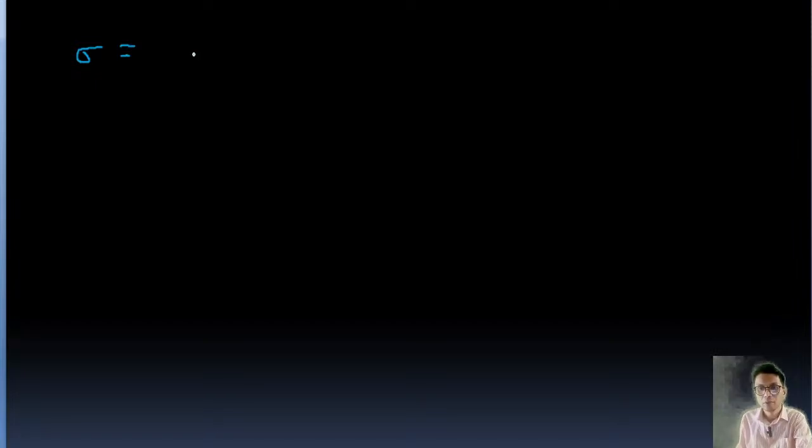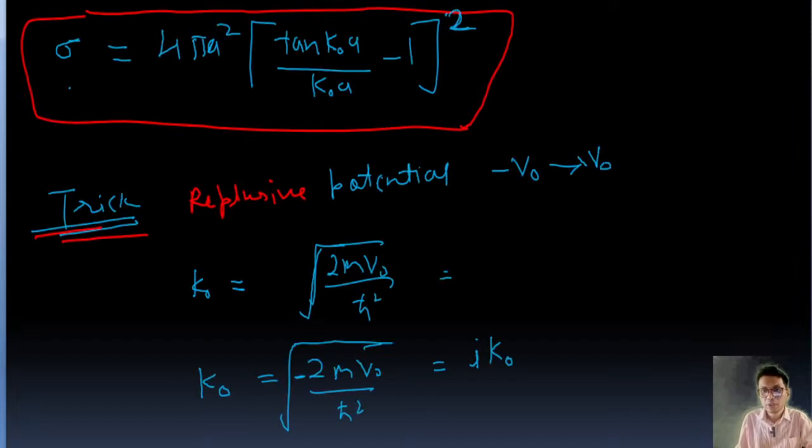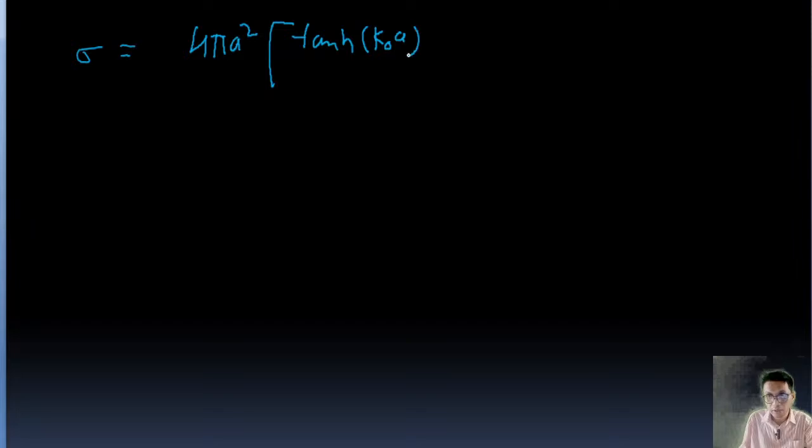Okay, guys. Thank you. So instead of K naught, we'll write iota K naught, and we'll get the value of sigma for a repulsive potential instead of an attractive potential. So sigma is going to be, I'm going to write directly, 4 pi a square into tanh K naught a upon iota K naught a minus 1 whole square, and I'll explain how I have it.